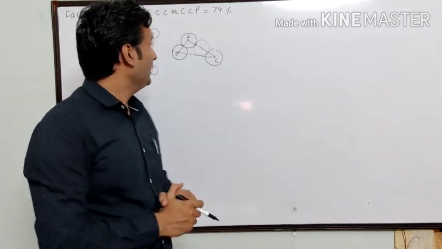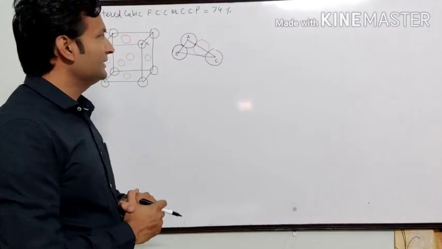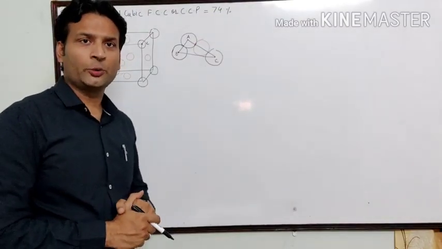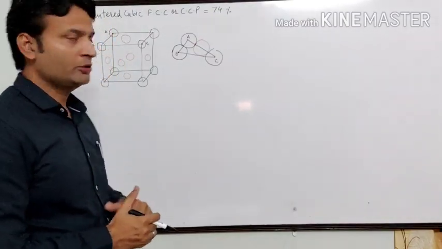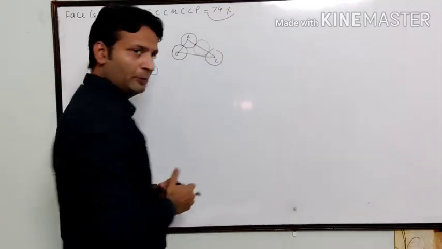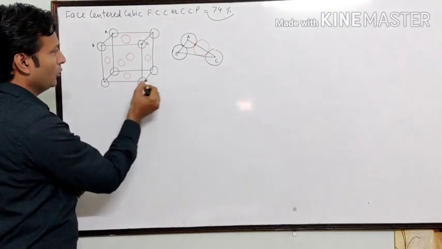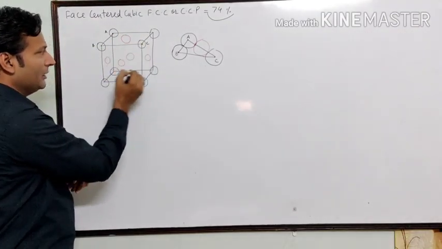Now my second topic is FCC, that is face centered cubic, also known as CCP, cubic closest packing. In this unit cell, the packing percentage is 74%. Let's prove this. In FCC, as you know, particles are present at the corners and also at the faces.